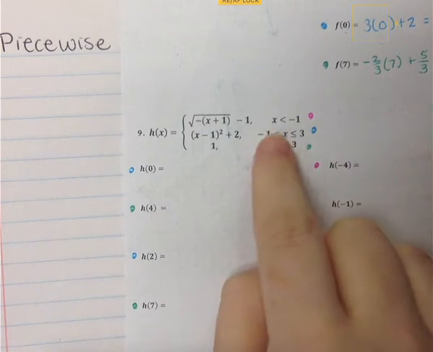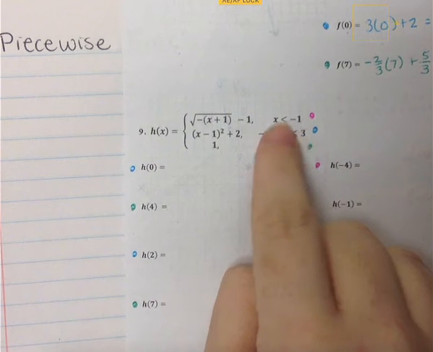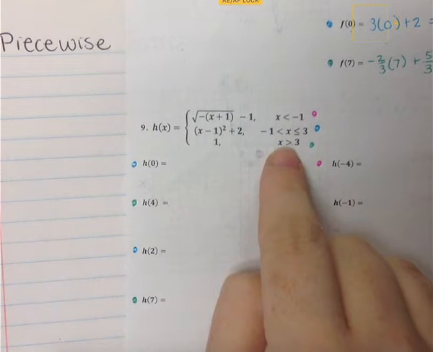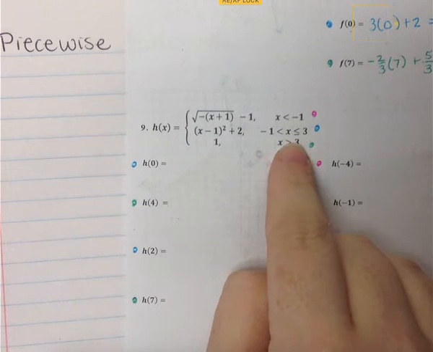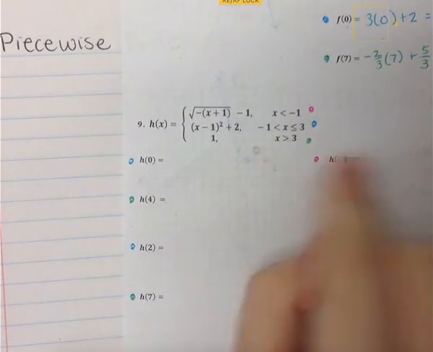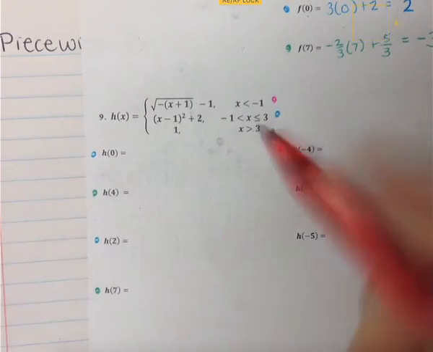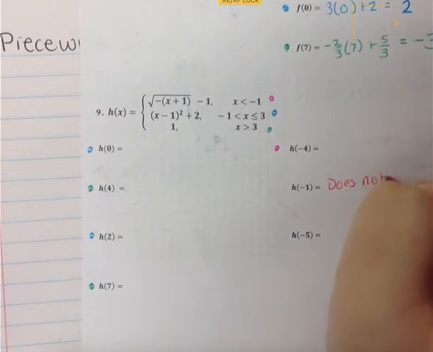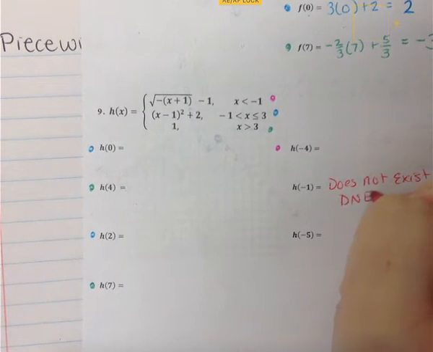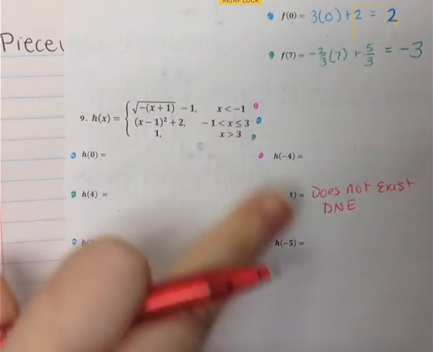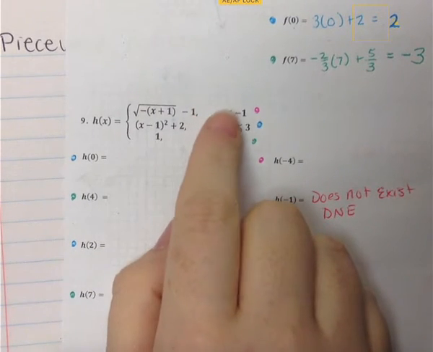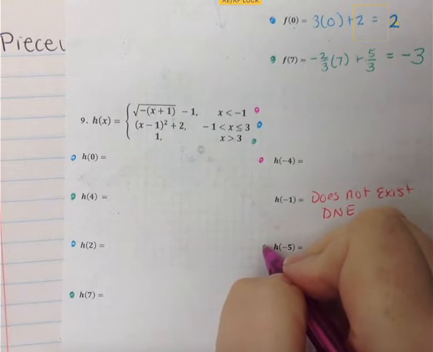Negative 1. Negative 1 is smaller than negative 1? No. Negative 1 is bigger than 3? No. This actually is not in any of these. So this does not exist. We can go ahead and put a D N E for does not exist, because negative 1 doesn't fit any of those. Negative 5. Negative 5 is smaller than negative 1, so it's pink.